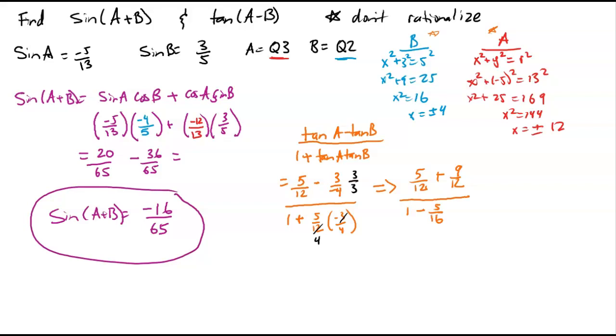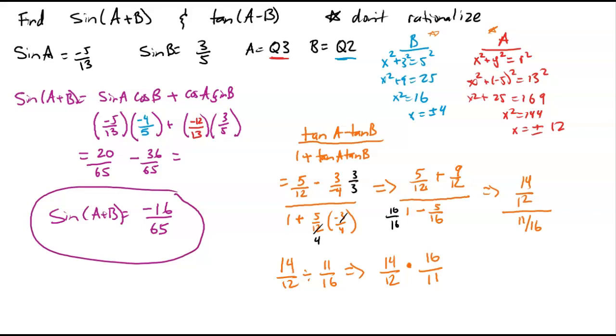Now, 1 can be changed to a 16 over 16, right? So it'll help me multiply things together. So 5 plus 9, that gives me 14 over 12. And then all of this will be 16 minus 5, so this will give me 11 over 16. Now, I don't like writing fractions like this, so what I like to do is write it as a divide sign. So 11 over 16. So this will leave me with 14 over 12 times 16 over 11.